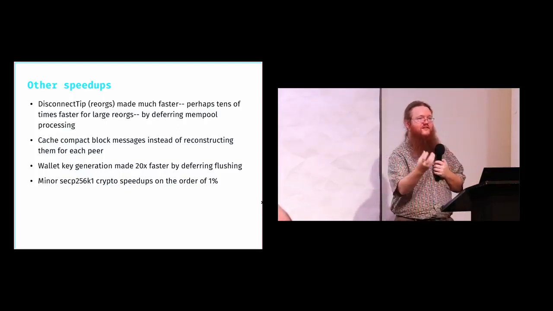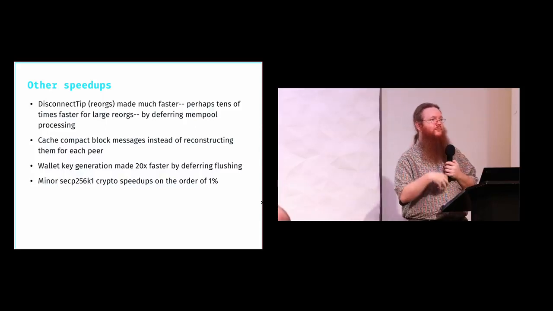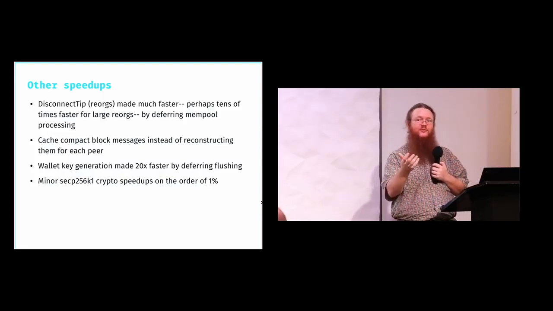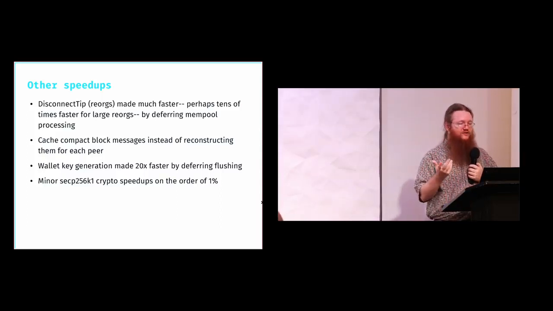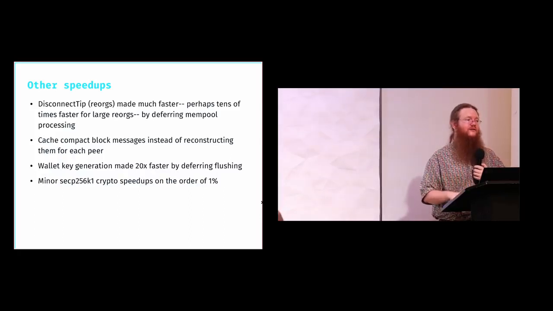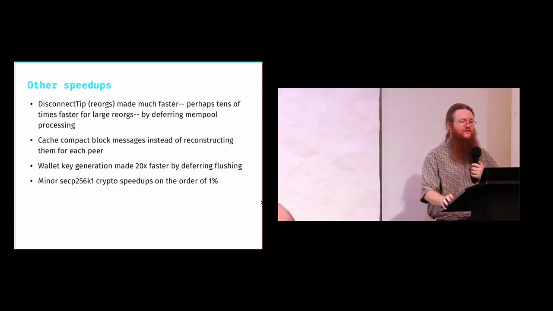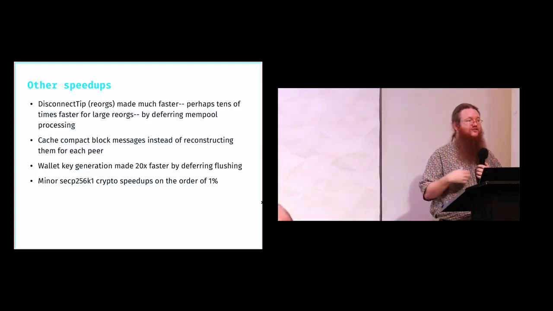So previously, you would disconnect the block, take all the transactions out of it, put them in your mempool, disconnect the block, take all the transactions out of it, put them in your mempool. And we changed it so that it does all of this in a batch. So you disconnect the block, throw its transactions in a buffer, leave the mempool alone until you finish the reorg. We added some caching for compact block messages. So when relaying a compact block message to different peers, we cache the constructed message rather than reconstructing it for each peer.